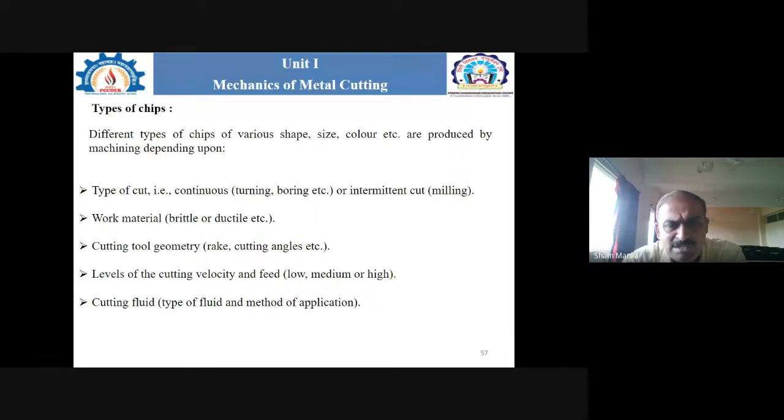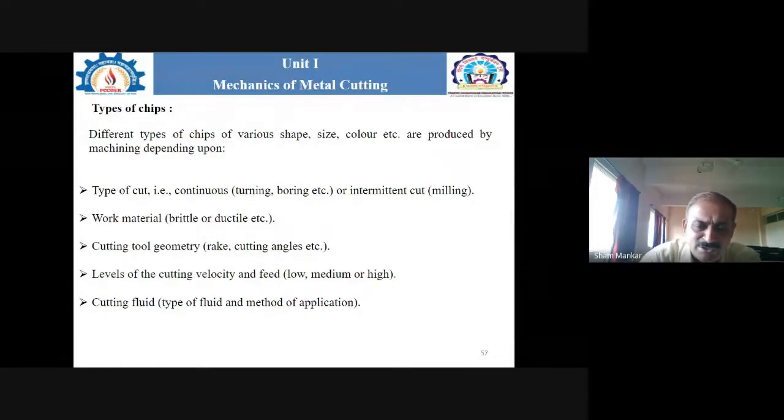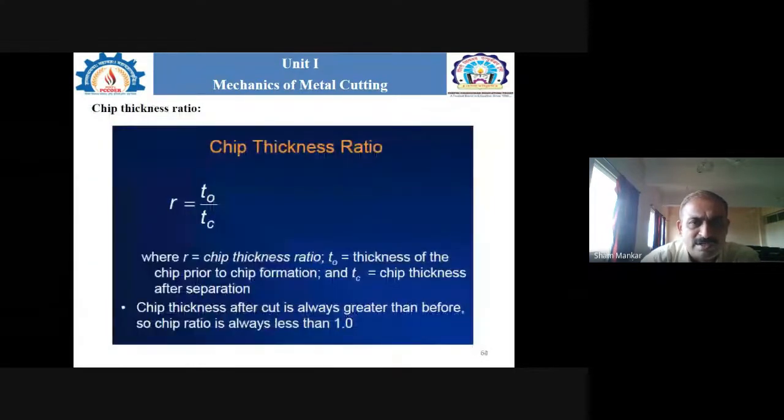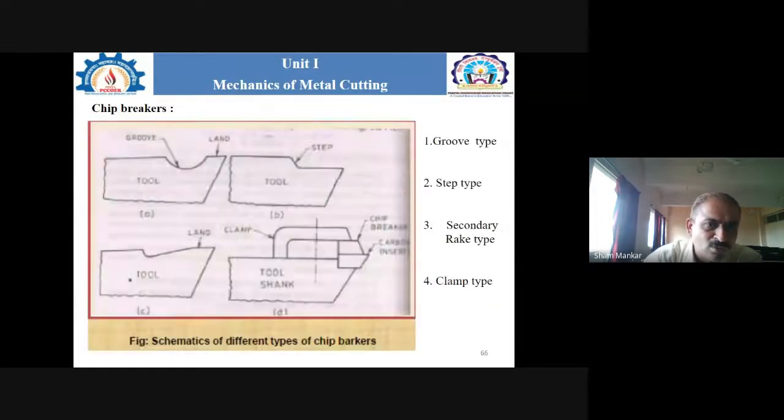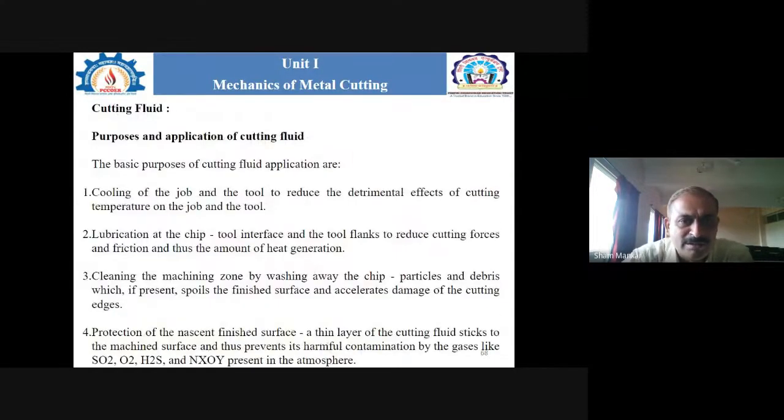The last and important point is the cutting fluid, the type of cutting fluid, and the method of application of the cutting fluid. This is an important part when we consider the metal cutting mechanism. So what is the role of the cutting fluid? Normally we should know the purposes or functions, or we can say the applications, for which the cutting fluid is used.